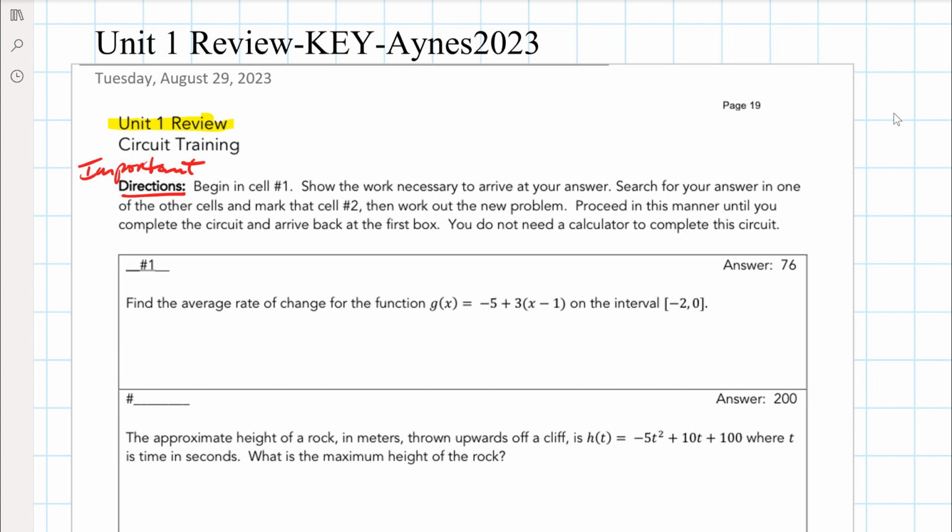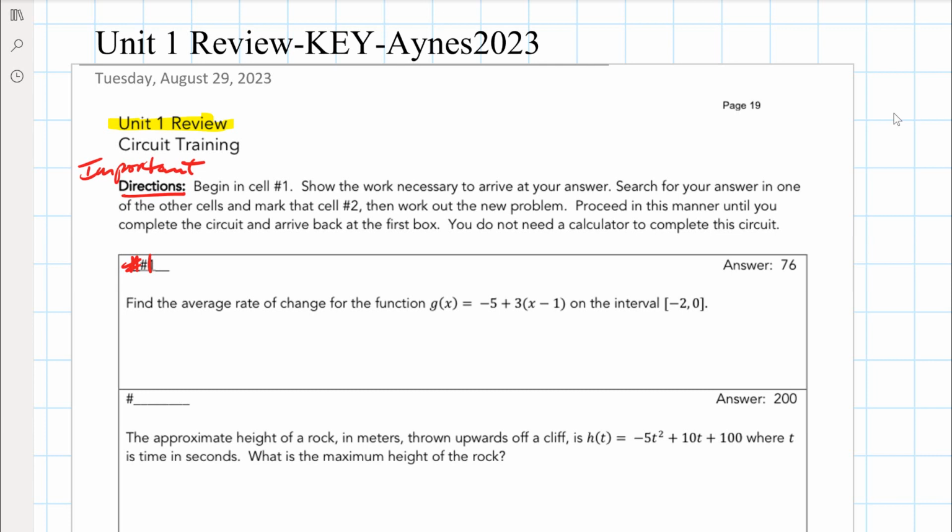So let me get you started here, first, by reading the directions. All right, begin in cell 1. So this is number 1 here, obviously. Don't be misled by these answers here. It doesn't imply that the answer to number 1 is 76. So let's read the directions to figure this out.